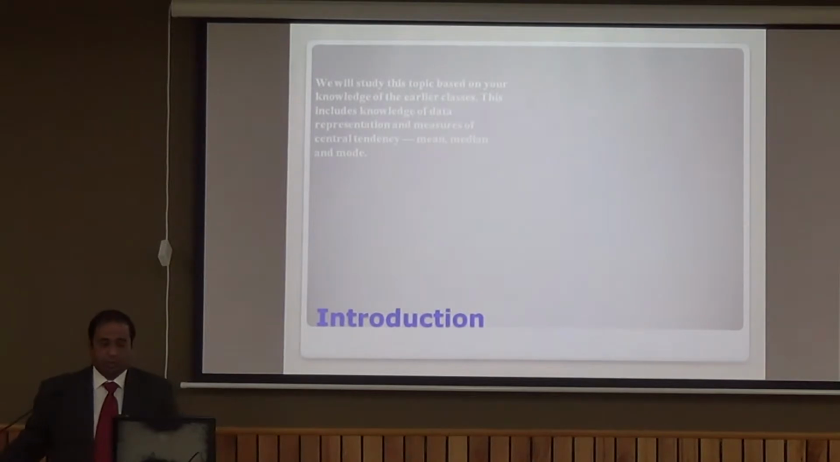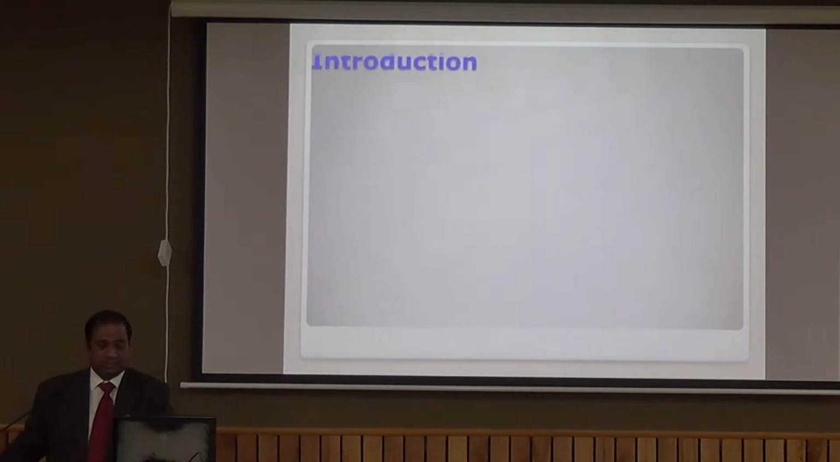We will study this topic based on your knowledge from earlier classes. This includes the knowledge of data representation and measures of central tendency, that is mean, median and mode. The formula to find the mean of a continuous frequency distribution is summation of fi xi upon capital N, where capital N represents the summation of the frequencies.